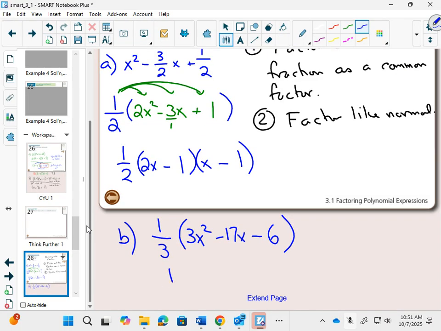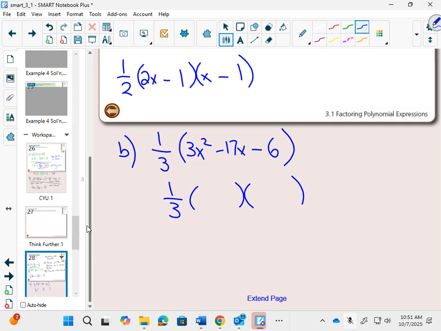And now we've changed this to a level 2 question. The only way to get 3x squared would be 3x and x. Okay. Any ideas with the 6 so that your outside and your inside make 17? 6 and 1? Close. If I write 6 and 1, my outside's 3, my inside is 6. That doesn't make 17. 1 and 6.